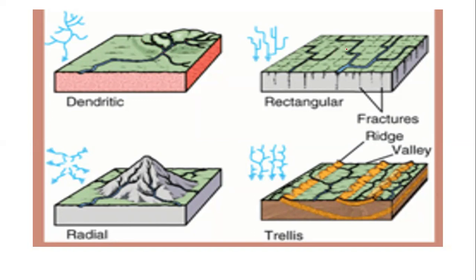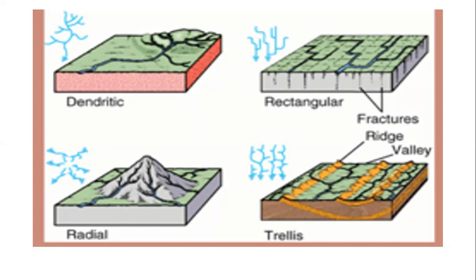Then we have the rectangular pattern. In rectangular pattern, the small streams join the big streams at almost right angles. Almost at right angles, the small streams or the tributaries join the main river.